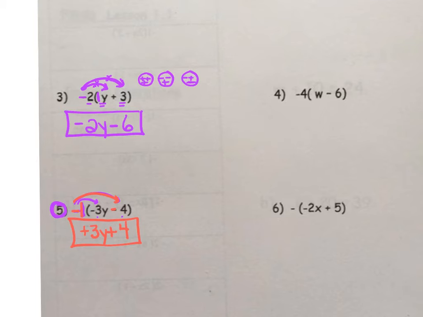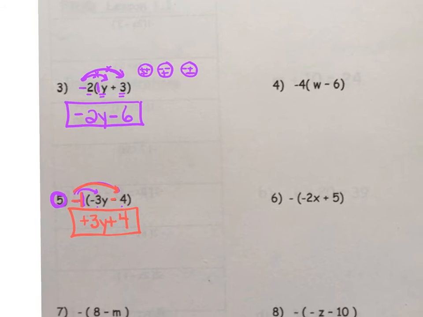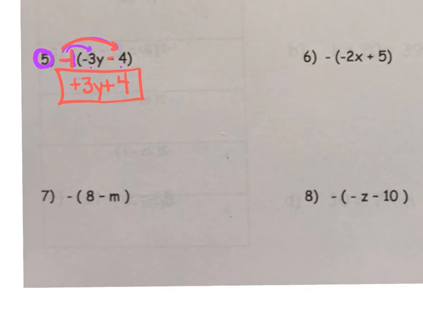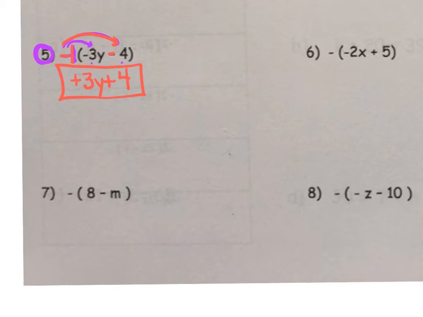Before you start working on this page, let's take a look at one more problem. Let's take a look at number 7. In number 7, we see that we have a negative in front of the parentheses. Please slide a 1 just behind that negative symbol. And then our variable m, we're going to slide a 1 in there as well.